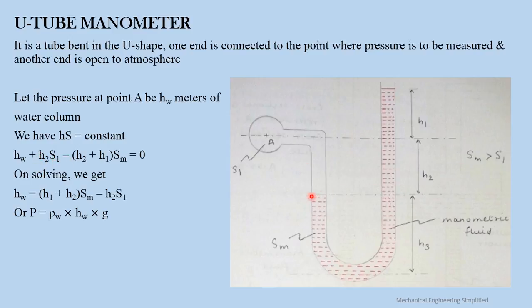If we reach this point, you always know that at the same height in the same fluid, please make a note, the pressure intensity is the same. That is basically the hydrostatic law. So the pressure at this point and the pressure at this point will be the same, so then we will go upwards, so this will be minus. The total height is minus H2 plus H1, this is H2 times S1, and then the specific gravity is Sm, and this end is open to the atmosphere, so this is 0.